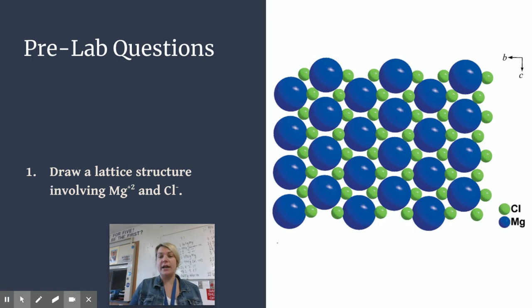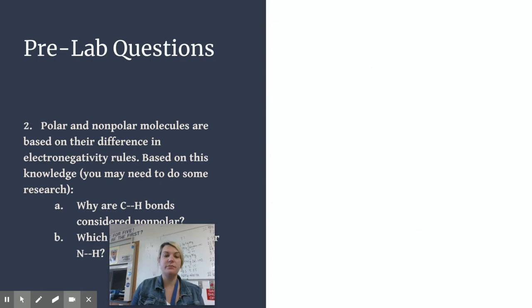So I want you to take a gander at this. This is magnesium chloride. Again, for every 1 magnesium, I have 2 chlorines. So anytime you have an ionic compound that is a lattice structure, the lattice structure is going to be the ratio between the metal and the nonmetal. Okay, so that's the first question.